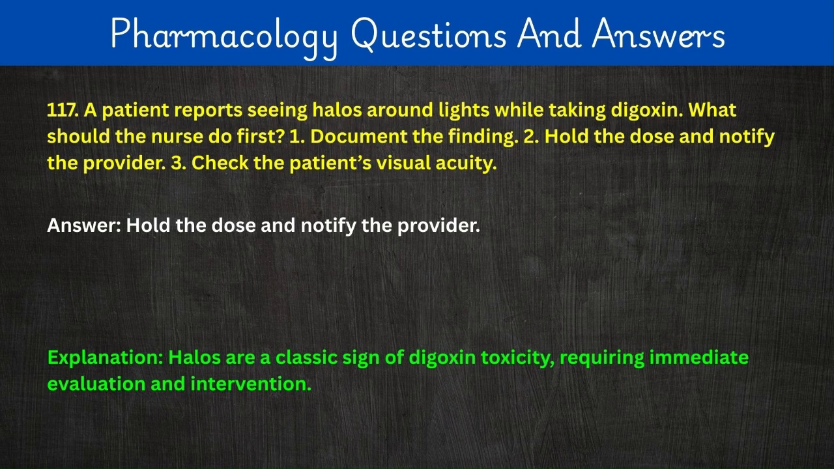117. A patient reports seeing halos around lights while taking digoxin. What should the nurse do first? 1. Document the finding. 2. Hold the dose and notify the provider. 3. Check the patient's visual acuity. Answer: hold the dose and notify the provider. Explanation: halos are a classic sign of digoxin toxicity, requiring immediate evaluation and intervention.